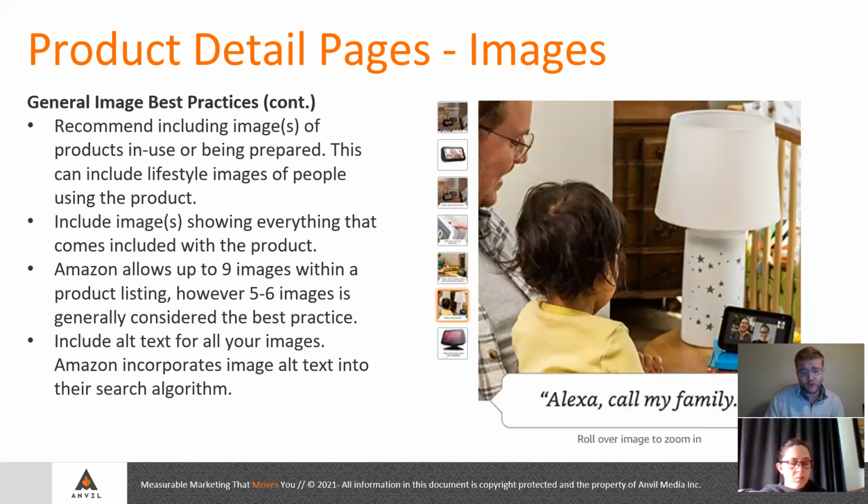Also, be sure to include alt text for all the images on the product listing pages. Amazon incorporates those image alt texts in their search algorithm. So if someone is searching on Google for whatever is appearing in your alt text, you have a chance of ranking there in organic search results on Google just based off of the text in your alt text for each image.